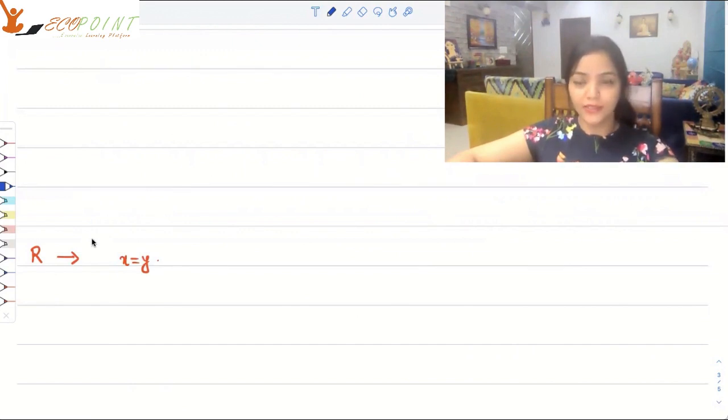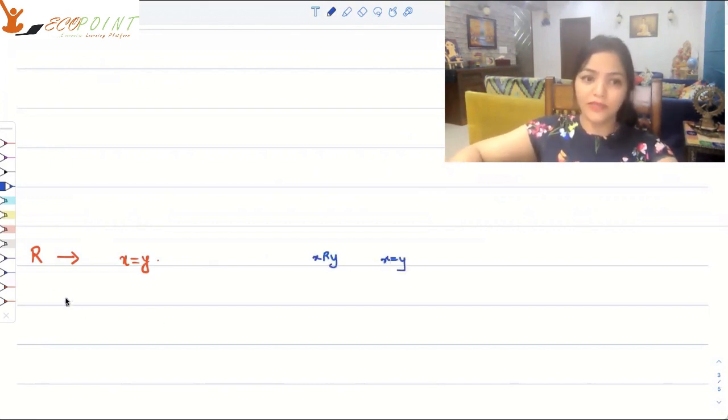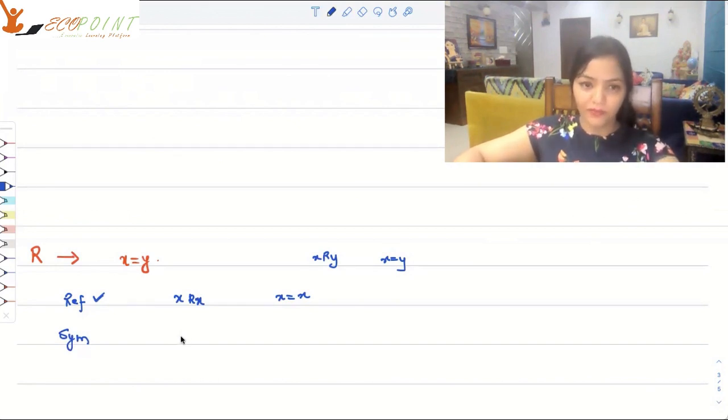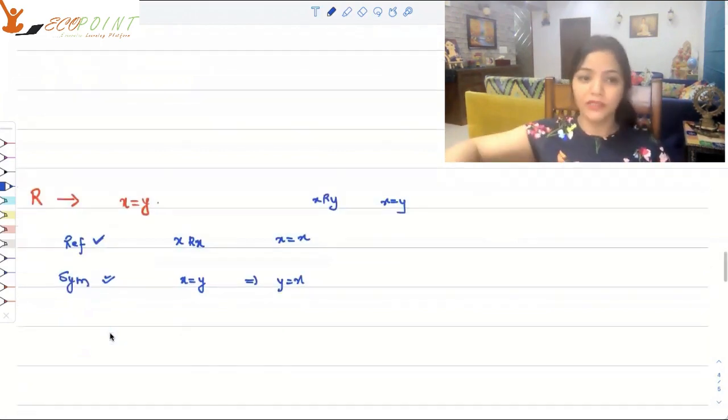Let's take the relation x equal to y. So xRy is defined by x equal to y. Let's check for reflexivity. Is this relation reflexive? For reflexivity, I need to check xRx. x is equal to x, yes. So of course this is reflexive. Is this symmetric? For that, what do I require? I require that if x is equal to y, then y should also be equal to x, and absolutely that will happen no matter what number you take, because you're talking about equality.